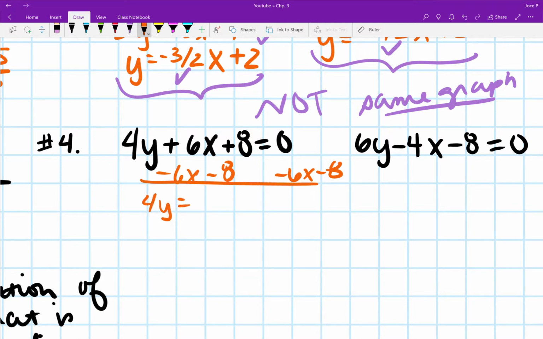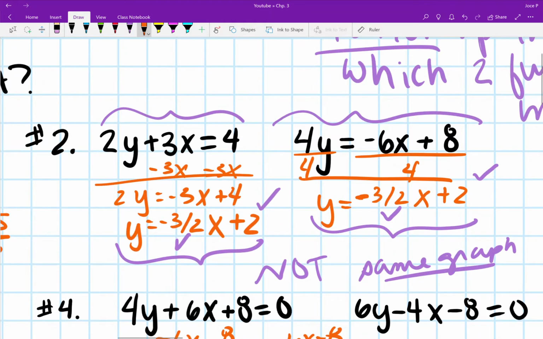4y equals negative 6x minus 8. Great, divide each side by 4. Y equals negative 3 halves x plus 2. Fantastic.